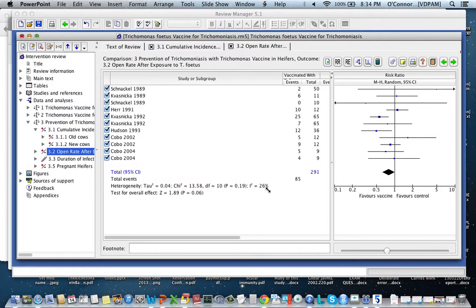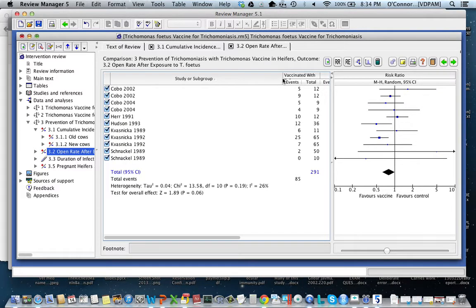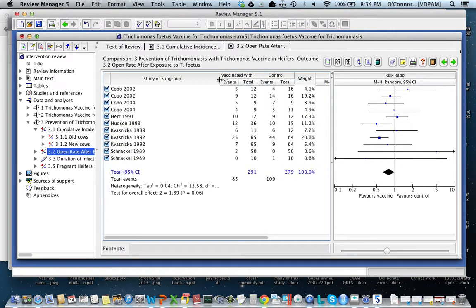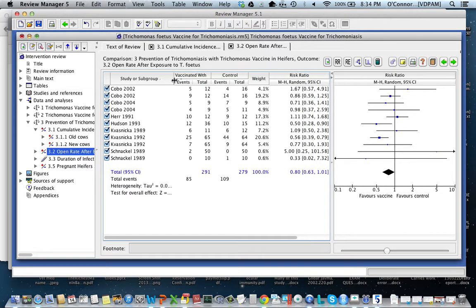But in my example here, I really have no evidence that I should reject the null hypothesis, which says it looks like each of these studies is roughly estimating the same thing, which means that we should be able to calculate a summary effect. And what do we mean by that? What it means is we're going to take the estimate from each study and weight it, and then calculate an average weighted estimate.